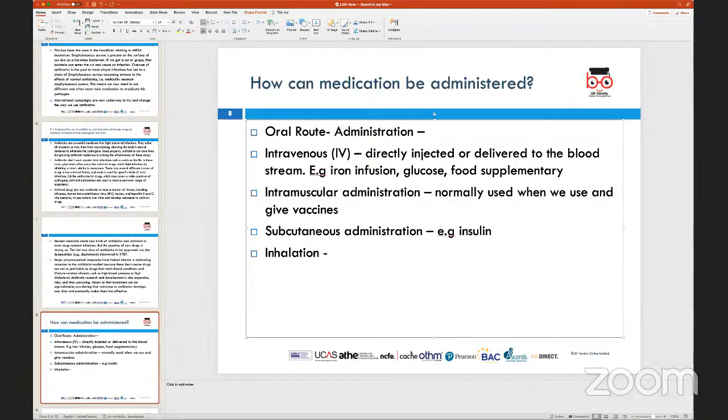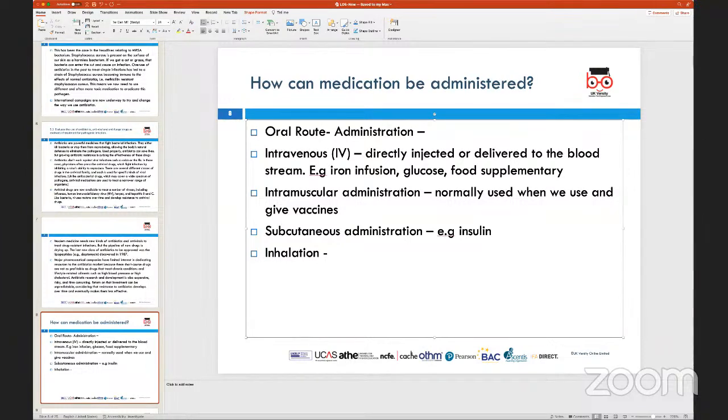So can you classify that as a subcutaneous administration? I am not sure about that, but I can look into it and come back to you. Okay. Now, in some cases, we also look at inhalation.